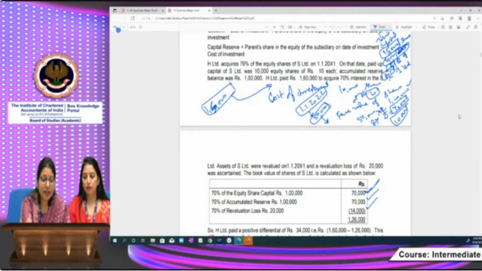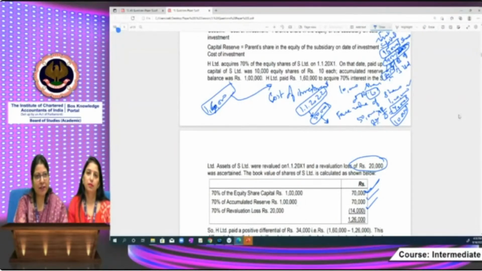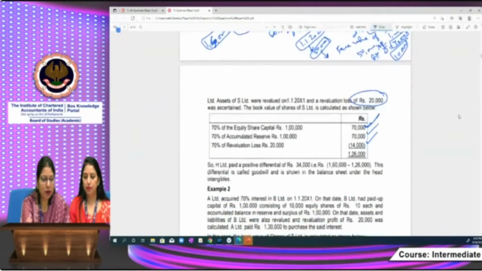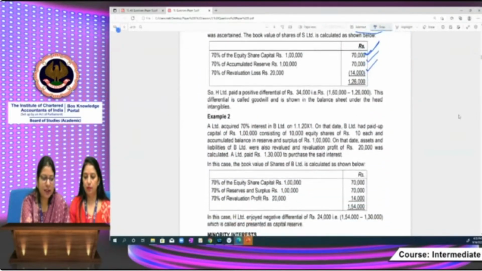Now, if this revaluation loss would not have been there, but there would have been a revaluation profit, we are basically considering the date of acquisition. Till the date of acquisition of shares in the subsidiary, if there has been a revaluation profit, then in that case the revaluation loss will not be reduced, but the revaluation profit will be added to calculate the book value of the shares of the holding company. This is the same case where we are considering the revaluation profit.